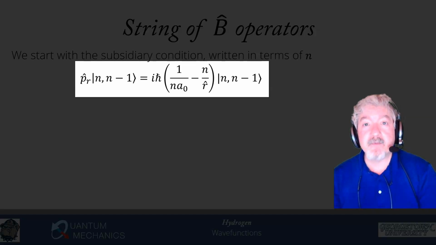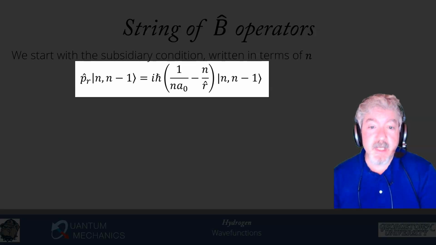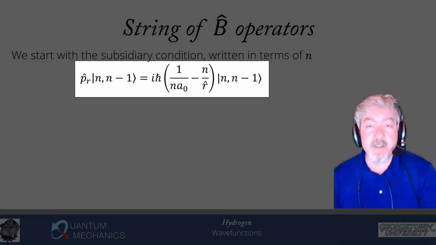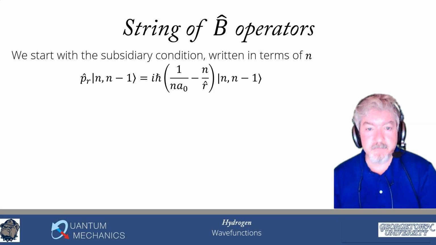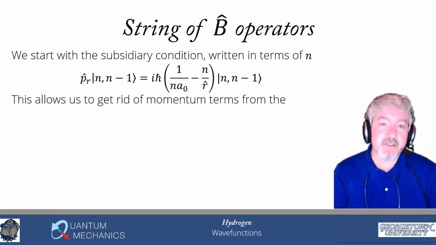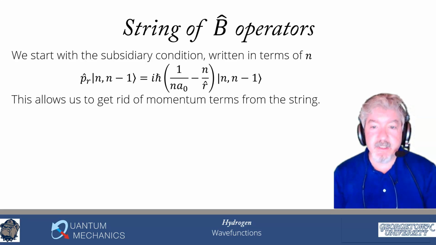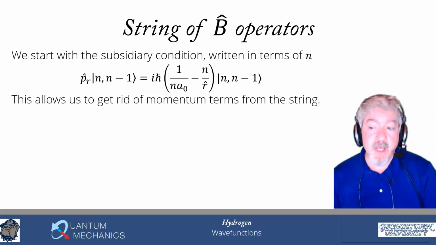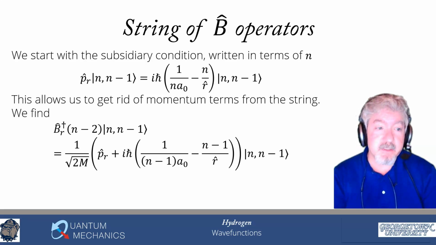If I'm trying to get the wave function in position space, this is a good thing to do because I know what to do when a position operator acts on a position eigenstate, but I don't know what happens when a momentum operator acts on a position eigenstate. So this strategy of using the subsidiary condition is going to allow us to get rid of the momentum terms in the string. Unfortunately, because we have operators and they don't commute, the procedure is not completely trivial. It's actually a bit technical.